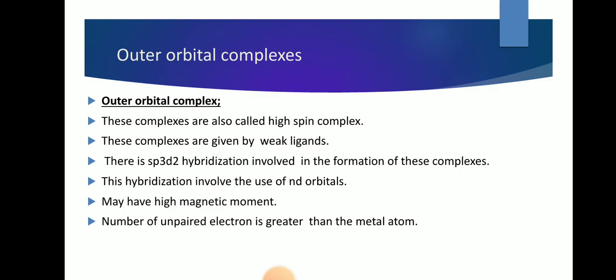Outer orbital complex. These complexes are also called high spin complexes. These complexes are given by weak ligands. There is sp3d2 hybridization involved in the formation of these complexes. This hybridization involves the use of nd orbital, may have high magnetic moment, and the number of unpaired electrons is greater than the metal atom.